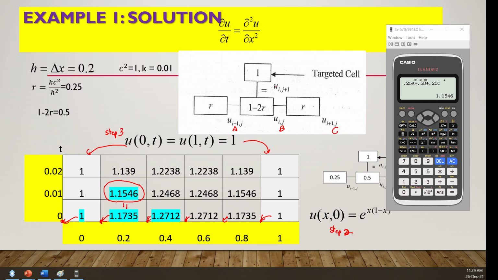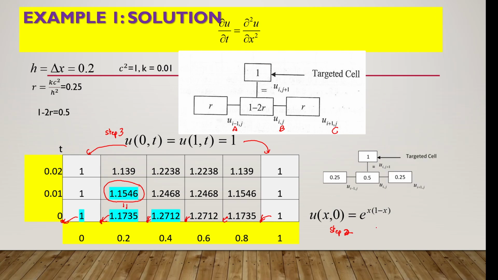Okay, your formula, this one, okay, the molecule here, is it okay? Can you get this? This is the general molecule for the explicit heat equation. And then you calculate R is KC squared over H squared. You get 0.25. So 1 minus 2R, okay, you have 0.5. So you put this one to the specific molecule.